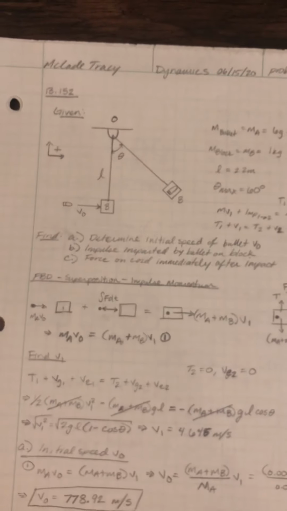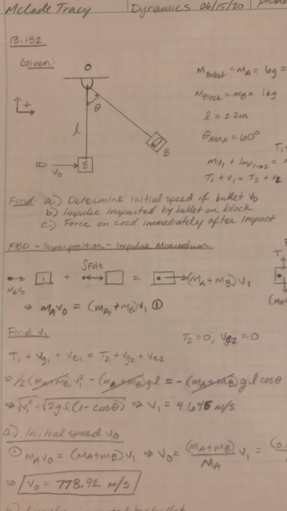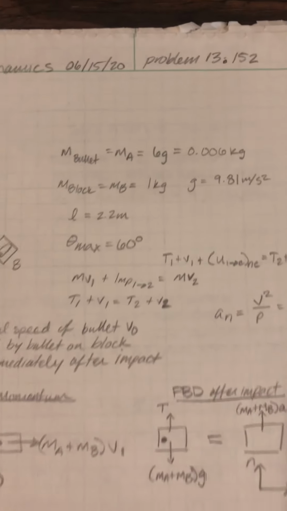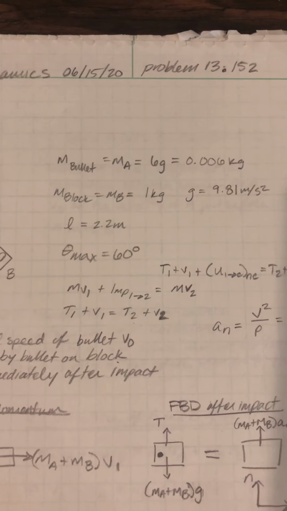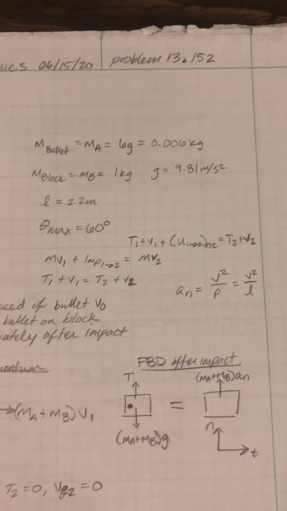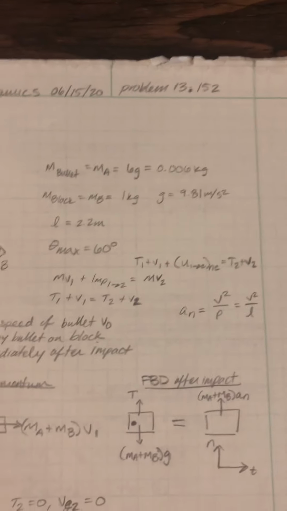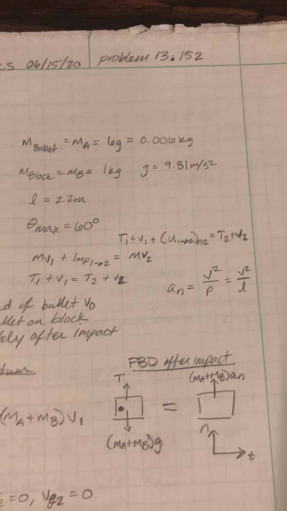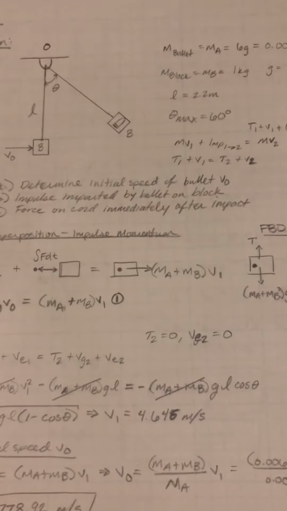Moving on, we have a bullet going into a ballistic cube. We're given some values as far as the mass of the bullet and the block, the length of string, and the max theta. Here we're using similar equations that we've used throughout this homework and throughout homeworks in the past. We're asked to find three things.